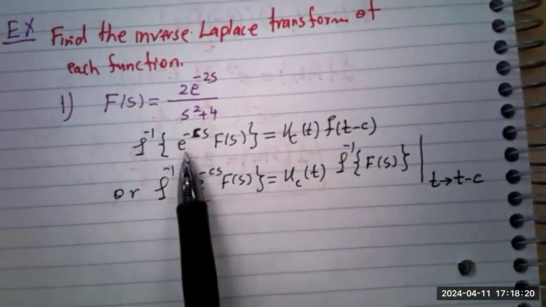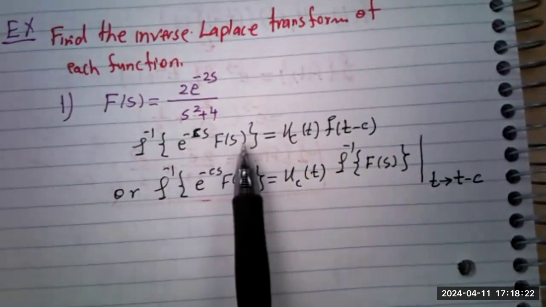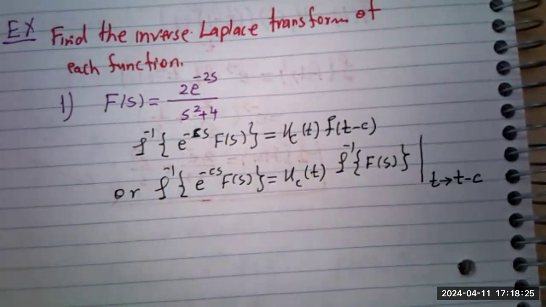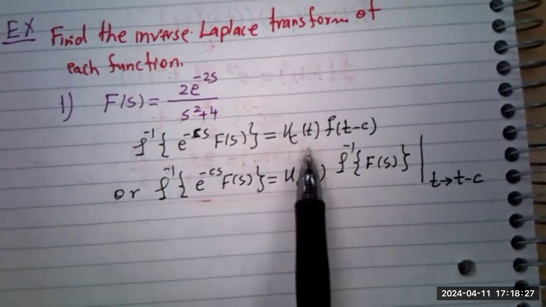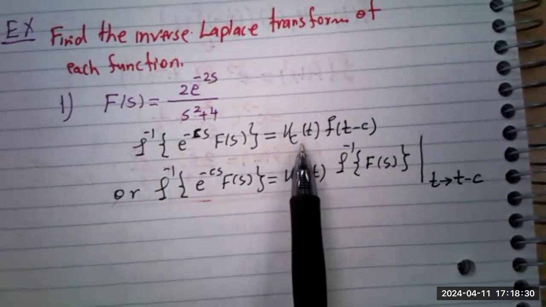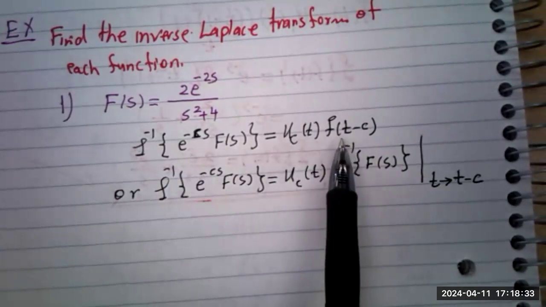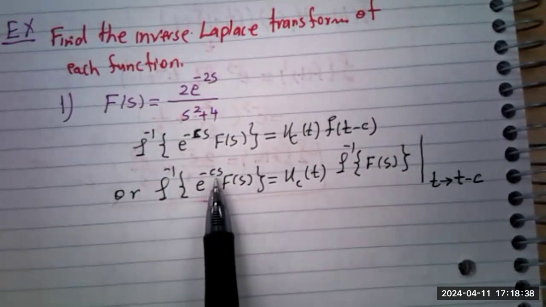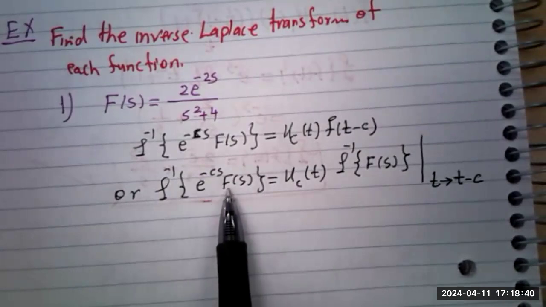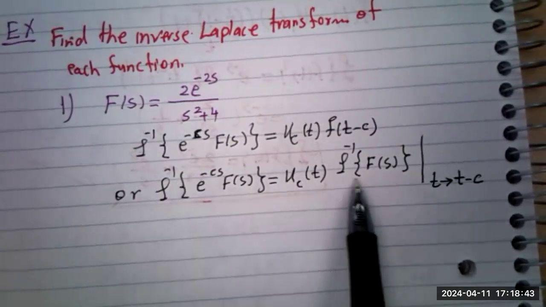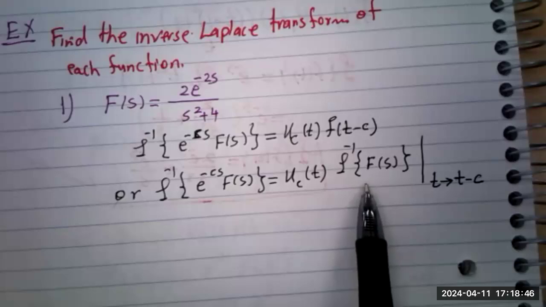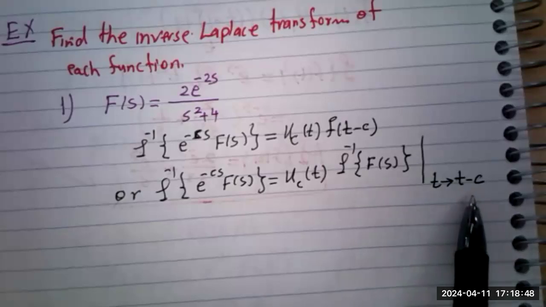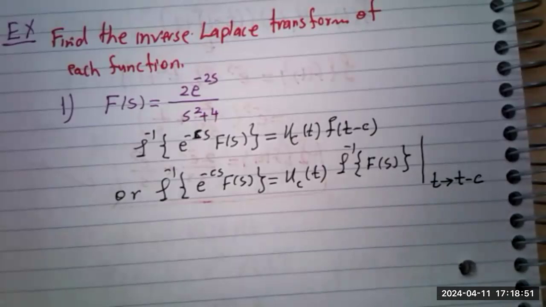As soon as you see the factor of e to the negative cs, this should be done by the translation theorem. This means the function would have a factor of u_c of t. And if you have the factor of u_c of t, remember the leftover must be f of t minus c, which means you forget about e to the negative cs. You find the Laplace inverse of the leftover function. When you find that, the result will be f of t, and you need t minus c. So you find it first, then you replace the t by t minus c. That gives you the final answer.